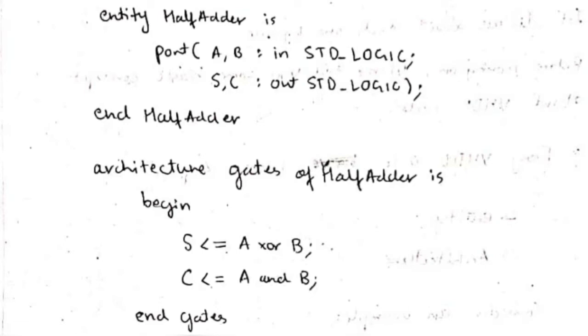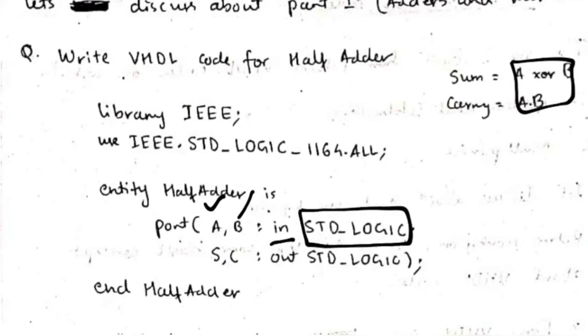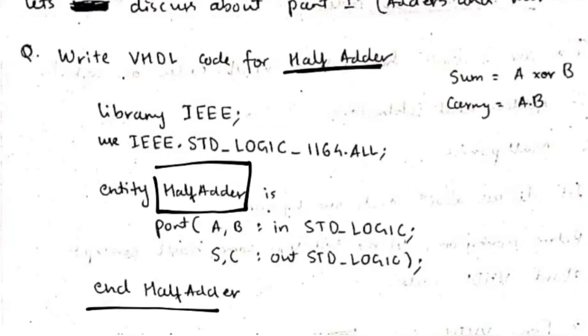In entity you will write the inputs and the outputs. See here, what are the inputs here? A and B are the inputs, right? So you will write A, B in. Instead of bit you will write std_logic. Then sum and carry, I am denoting as S and C, out std_logic. That's the input and output which you will be mentioning in the entity part. Then the entity name will be what VHDL code you are writing for, half adder. Then end half adder will end the entity part.